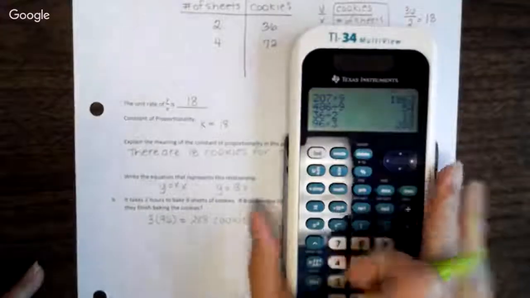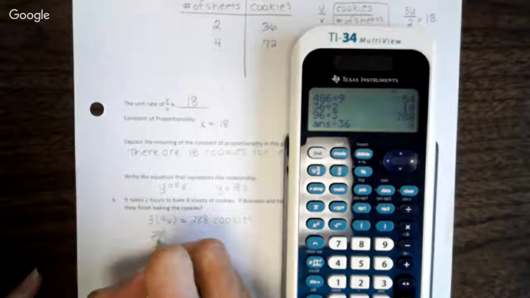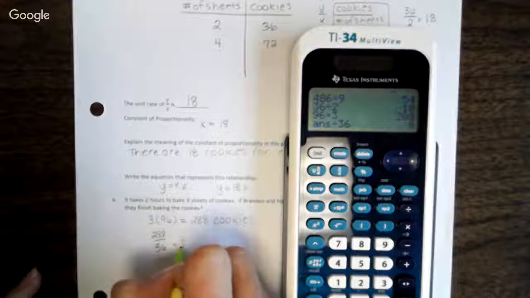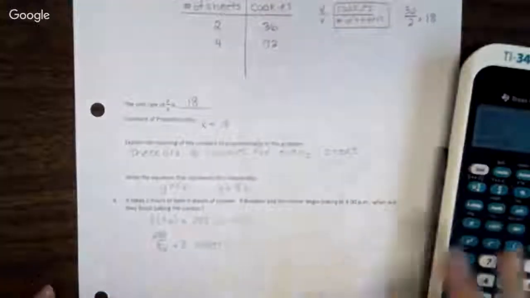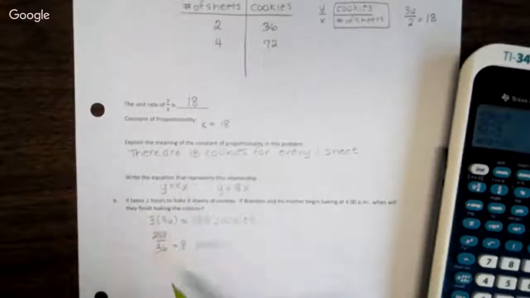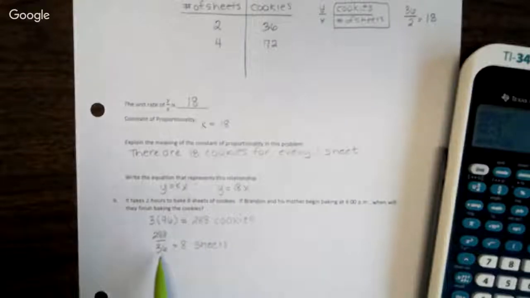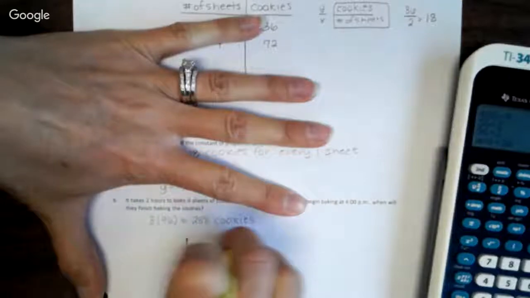Now there's 36 on a sheet, so let's divide that by 36. So 288 divided by 36 means she needs 8 sheets total. So it's going to take 2 hours to bake 8 sheets. I'm sorry, that's wrong. Let's not do that. Why I'm hesitating. Let's try this again.